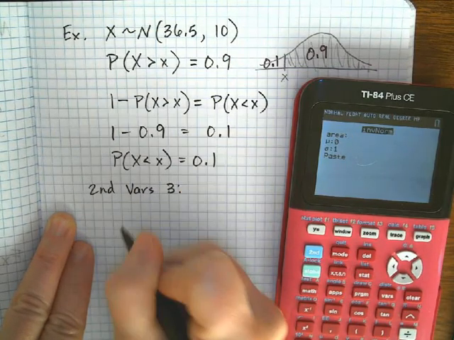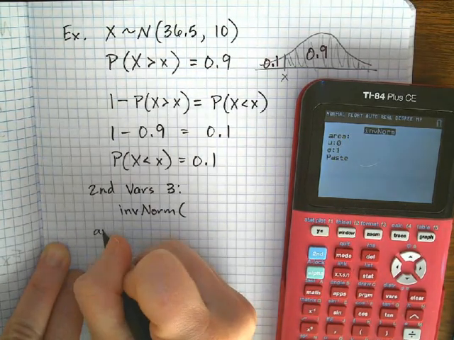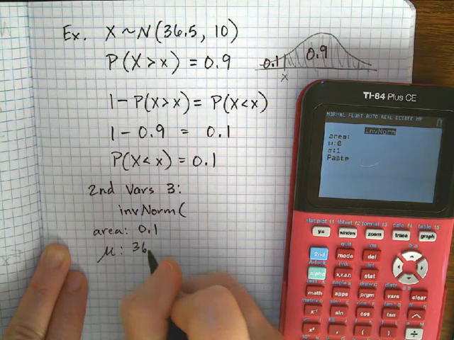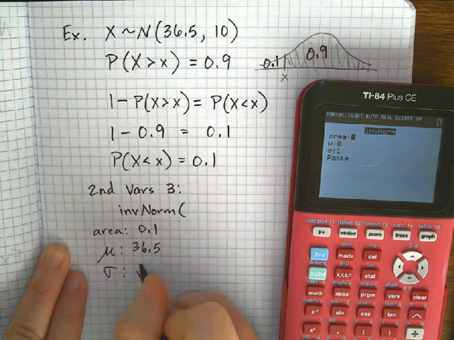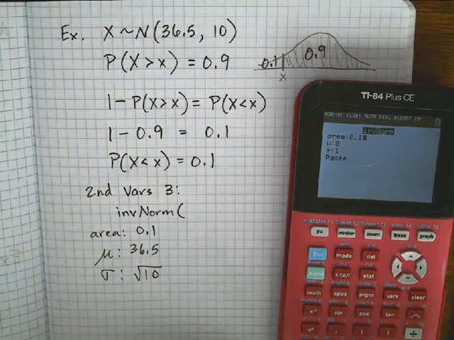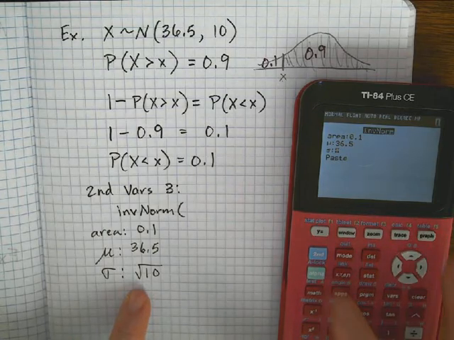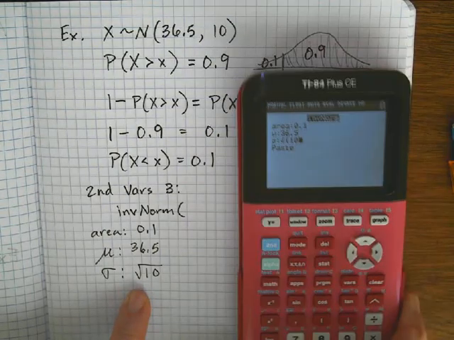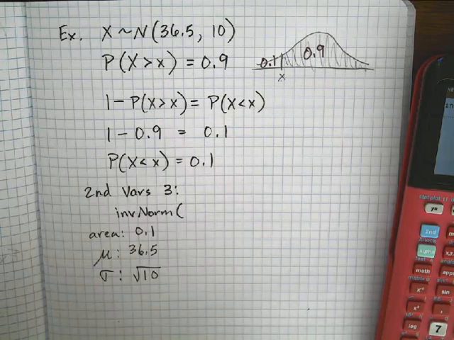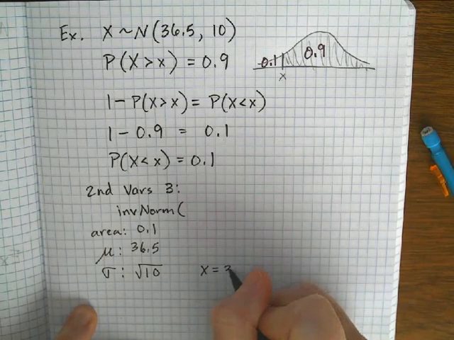I get inverse norm, and I'm putting in my area, which is 0.1. My mean is going to be 36.5, and my standard deviation is going to be the square root of 10, because 10 is the variance. Then I hit enter a bunch of times, and I get 32.4. Let me write that down first. So x is equal to 32.4.